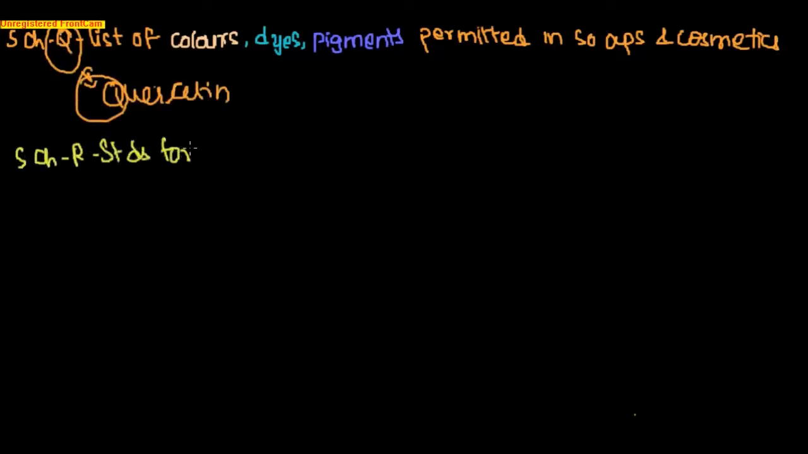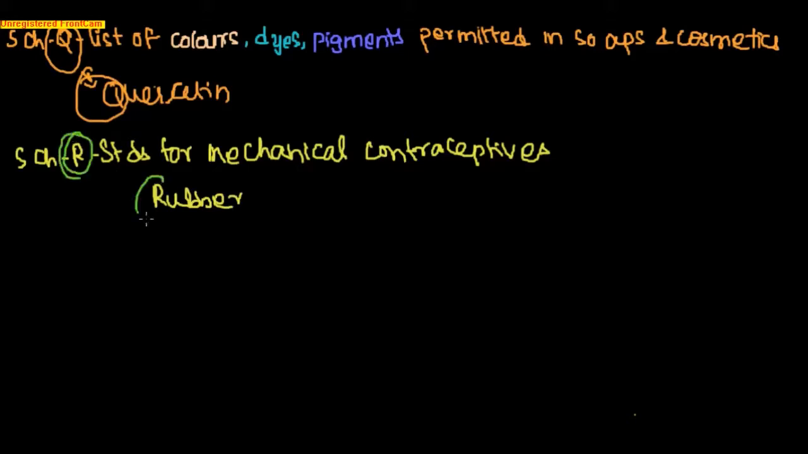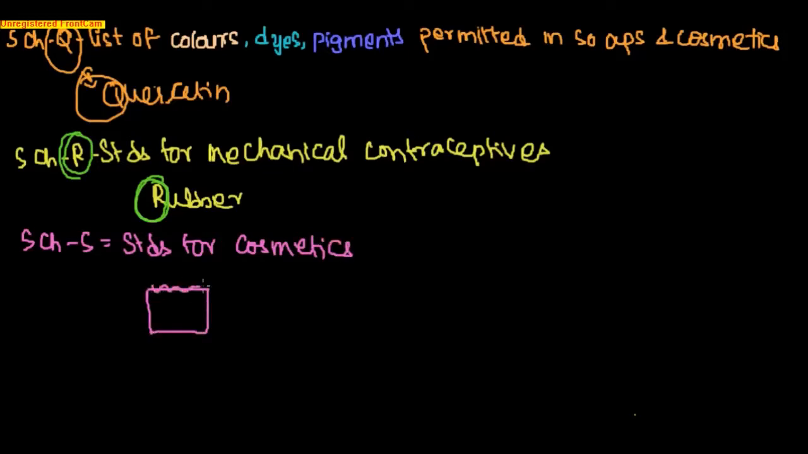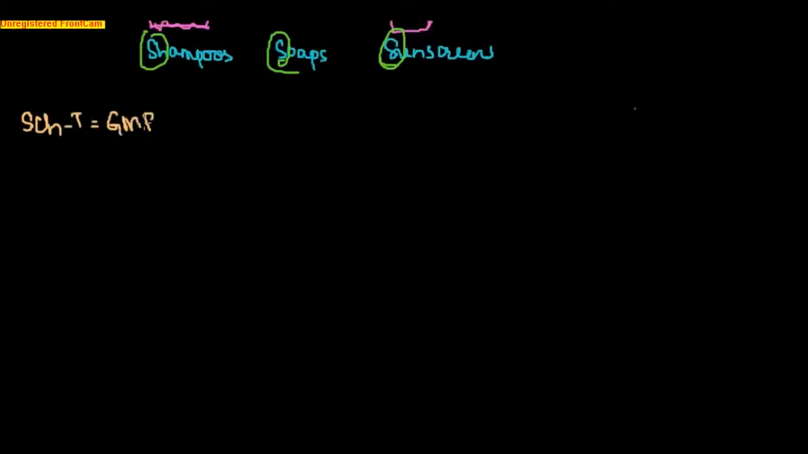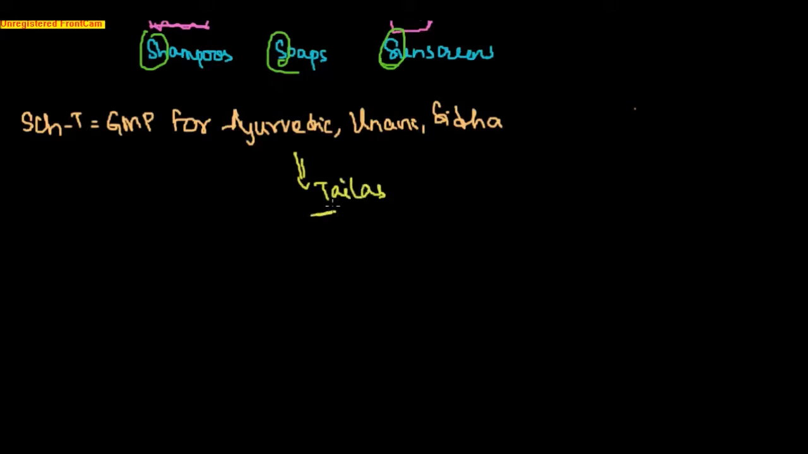And then Schedule R, standards for mechanical contraceptives. They're usually made of rubber. So remember R for R. And then the next schedule is Schedule S, standards for cosmetics. We always say yes to cosmetics, so S for S. The most commonly used cosmetics are shampoo, soaps and sunscreen, all start with the letter S. And then Schedule T, good manufacturing practice for Ayurveda, Unani and Siddha. This dosage form is called thylat, so T for T.